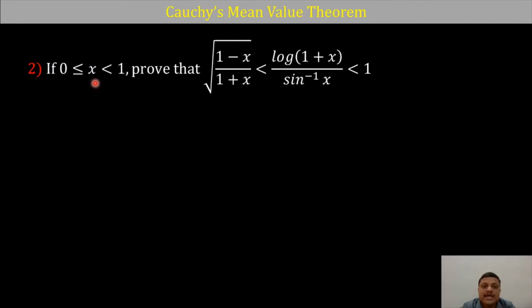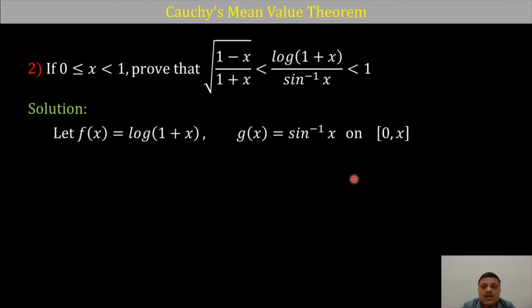If x lies between 0 and 1, where x can take the value 0, then we have to prove that square root of (1 minus x) divided by (1 plus x) is strictly less than log of (1 plus x) divided by sine inverse x, which is strictly less than 1. To prove this inequality, we are going to apply CMVT, for which we can consider this middle term in which the numerator is f of x and the denominator is g of x, defined on the closed interval 0 to x.